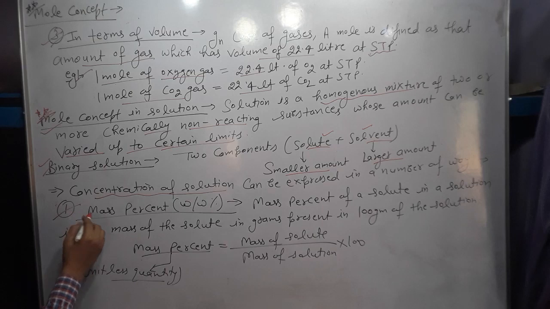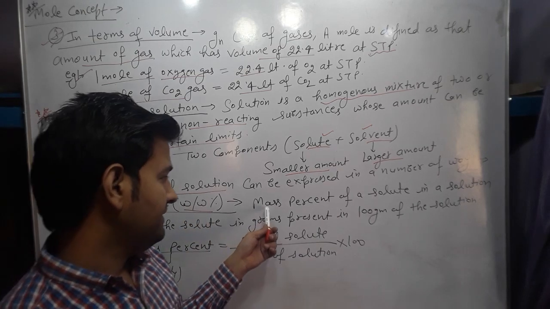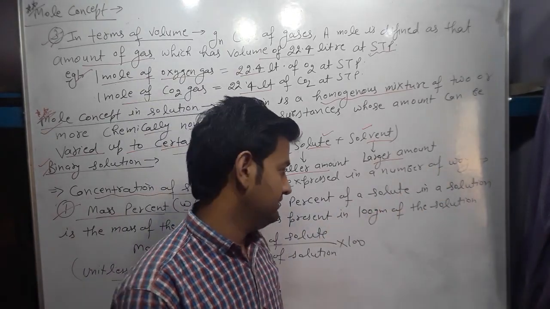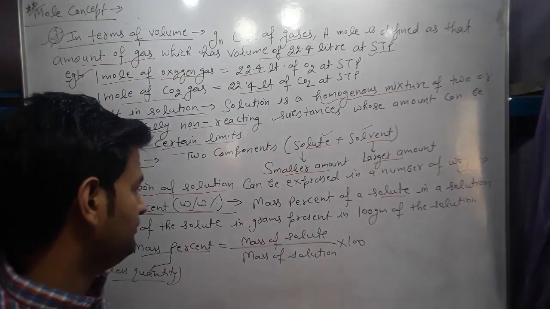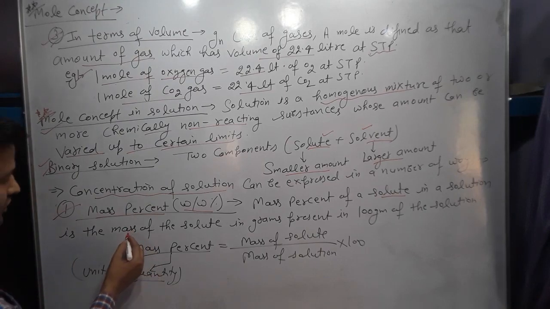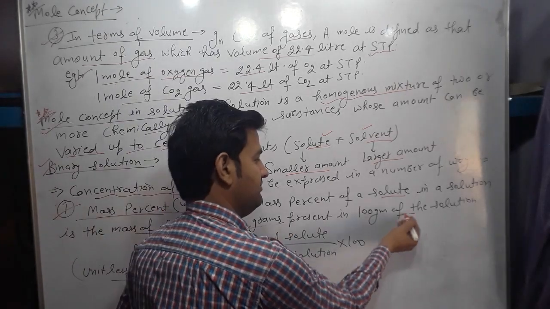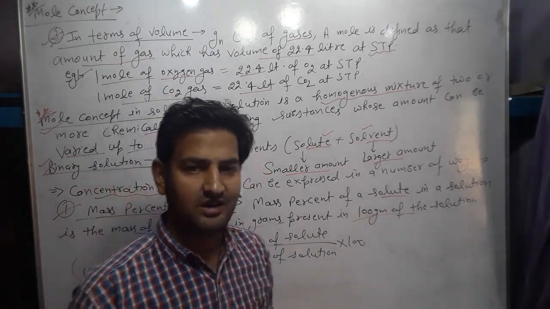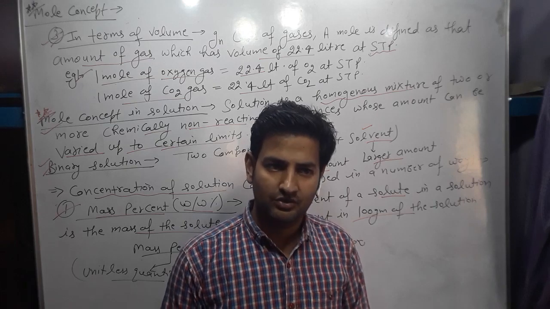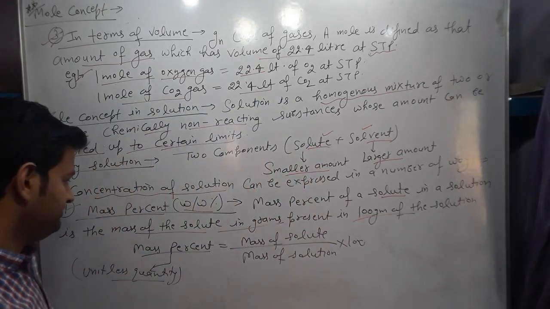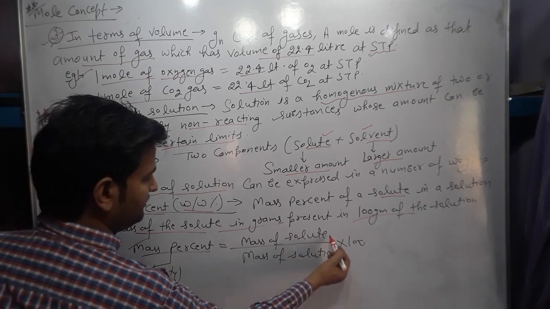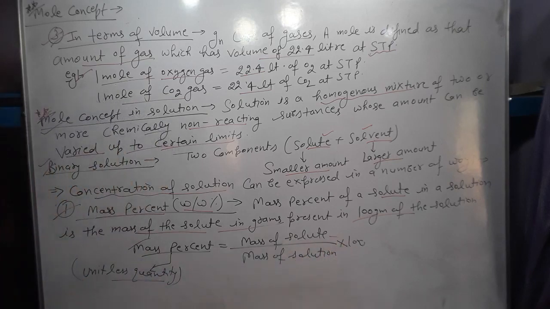So the first term is mass percent, that is, W by W. Mass percent of a solute, and we are calculating it for the solute, in a solution is the mass of the solute in gram present in 100 gram of the solution. It means in 100 gram of the solution, what is the amount of the solute? In percentage, mass percent is equal to mass of solute by mass of solution into 100. We can calculate it using this, and mass percent is a unitless quantity.